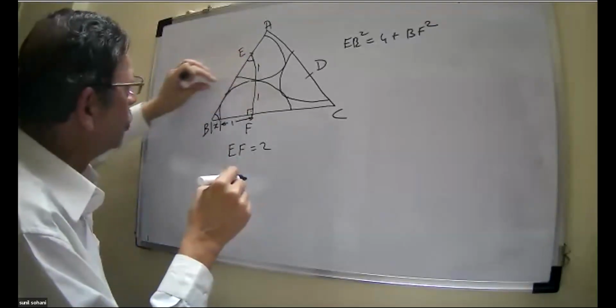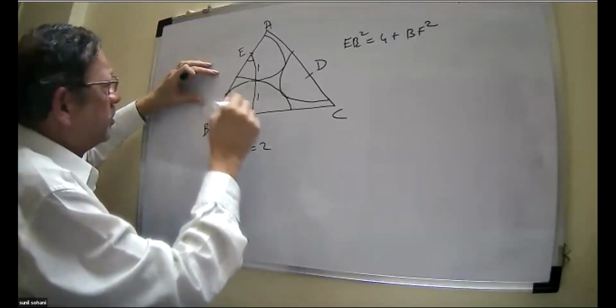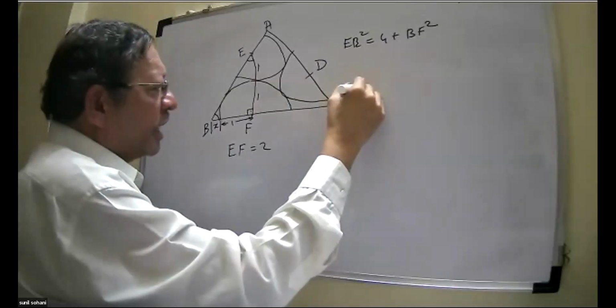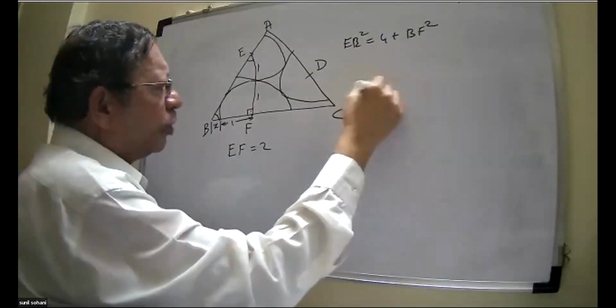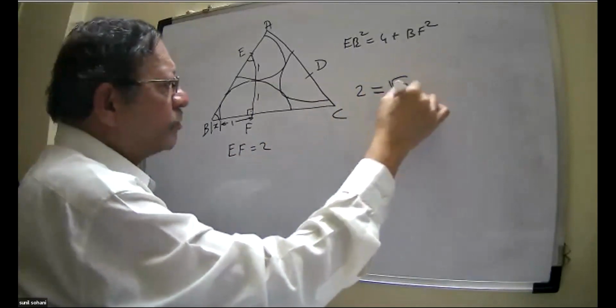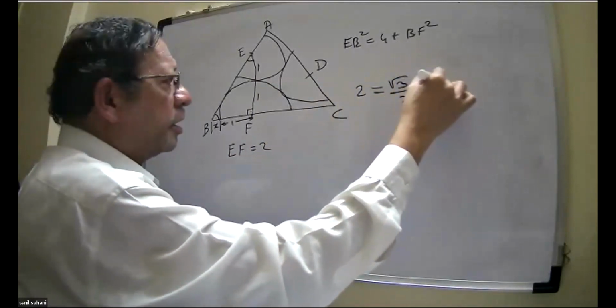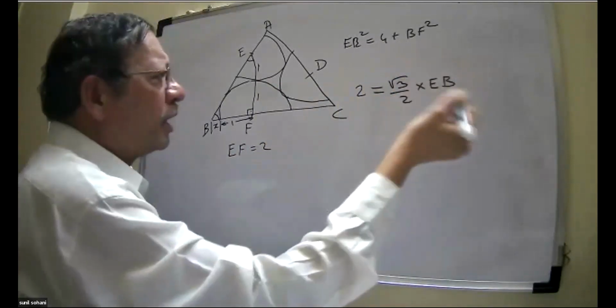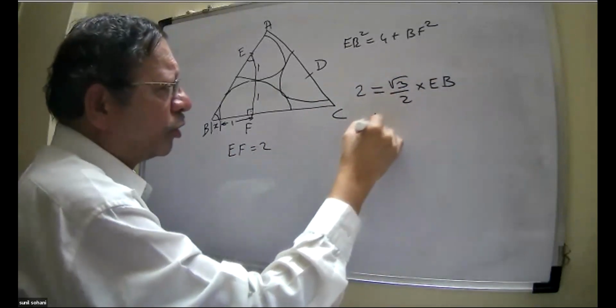Sir, I got the answer. Should I tell? Tan 60 equals opposite upon hypotenuse. So, sir, we have side opposite to 60, and we can find by tan 60: root 3 upon 2 times the hypotenuse, which is EB. So from here also you will get the answer of EB as 4 upon root 3.